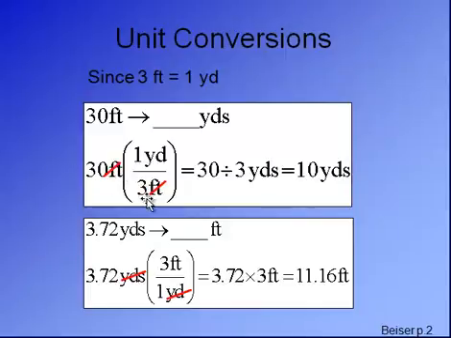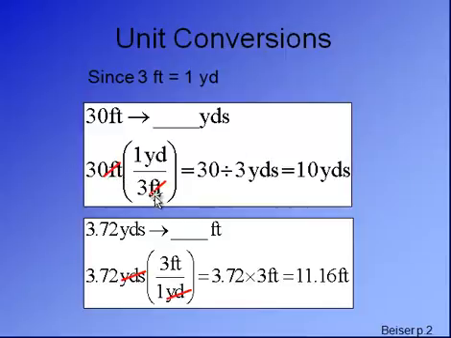Feet on top, feet on the bottom, cancel. And here, when I do this, I'm really saying 30 times 1 divided by 3. Of course, the times 1 doesn't do anything, so we just kind of ignore the ones. But 30 divided by 3 would be 10 yards. Now, that's a pretty easy problem, and you could have done that in your head. But the point is that you can use this technique to do any kind of conversion that you need to do. All you got to do is know the conversion factor, watch the units.